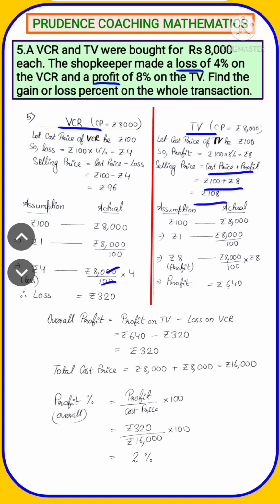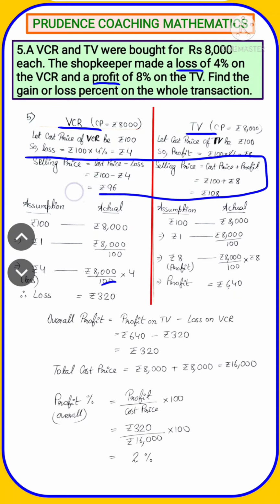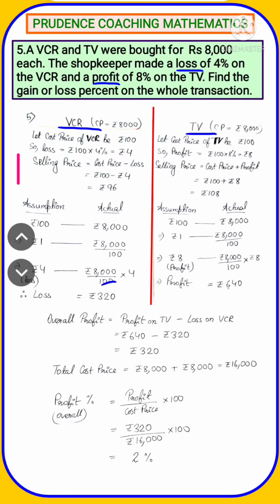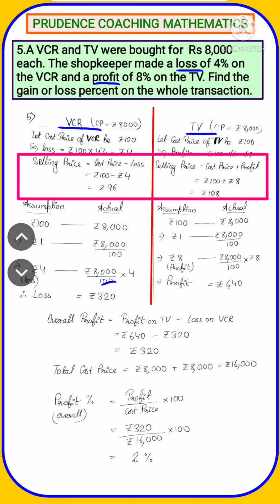You will get 108. This part, that is finding out selling price in both the cases, is not required in this sum. I just put in this one so that you can understand how to find out the selling price. You can just ignore finding out selling price in this particular sum because we don't need it.